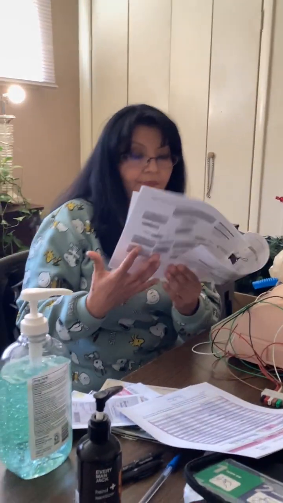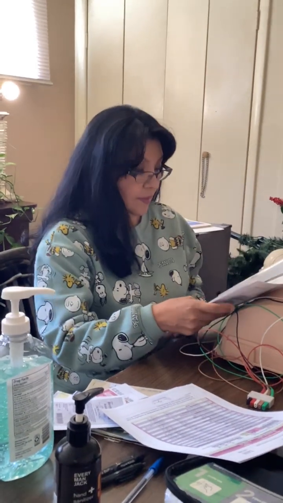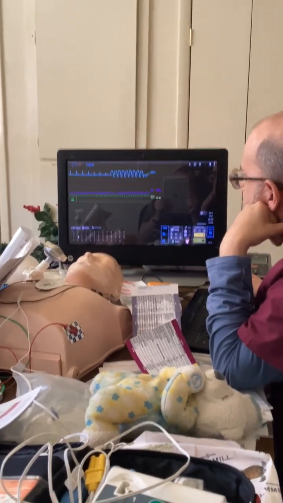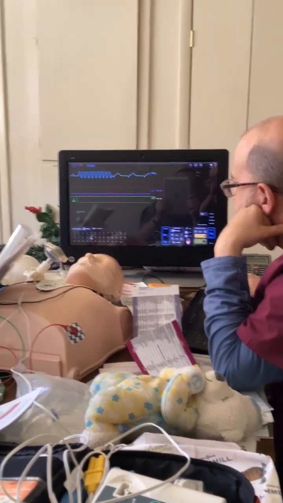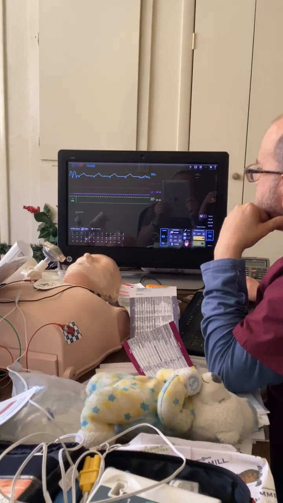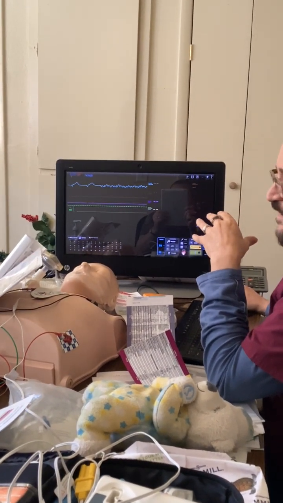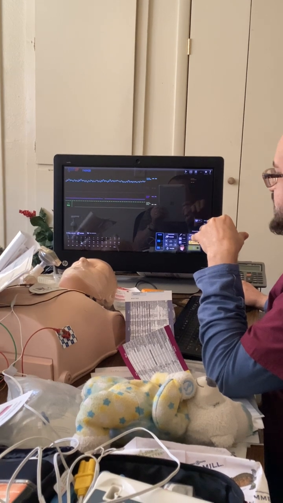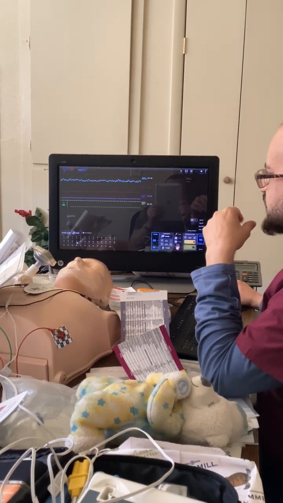Okay. So VFib, let's look at it again. That's VTAC. That's not VFib. If they had a pulse with that, that would be artifact. But if pulseless, that's VFib. This is considered coarse VFib.